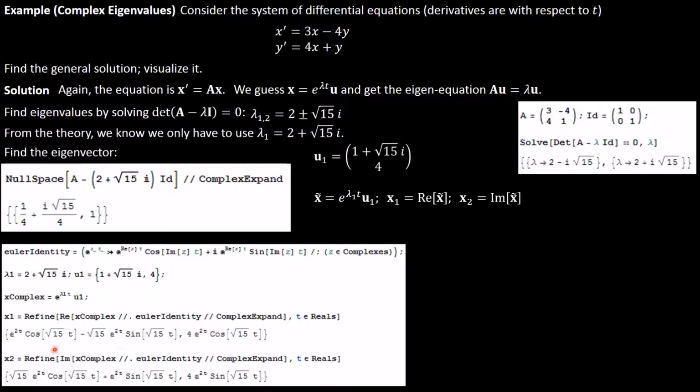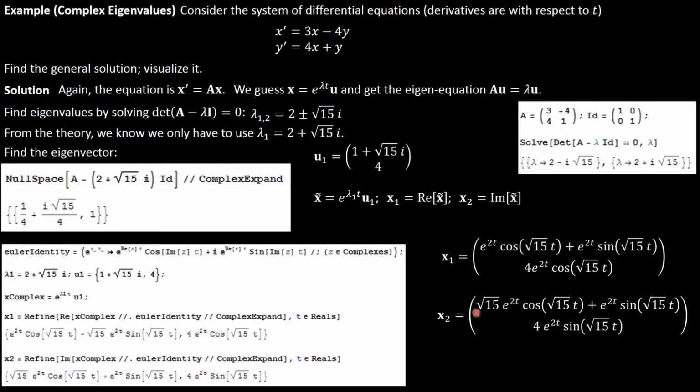And the second solution is found by doing the same thing, but taking the imaginary part of our complex solution as opposed to the real part. So when you take the imaginary part, you get something else, and those are your solutions. So this is the first solution. This is the second solution. And any linear combination is a solution. This is the general solution.